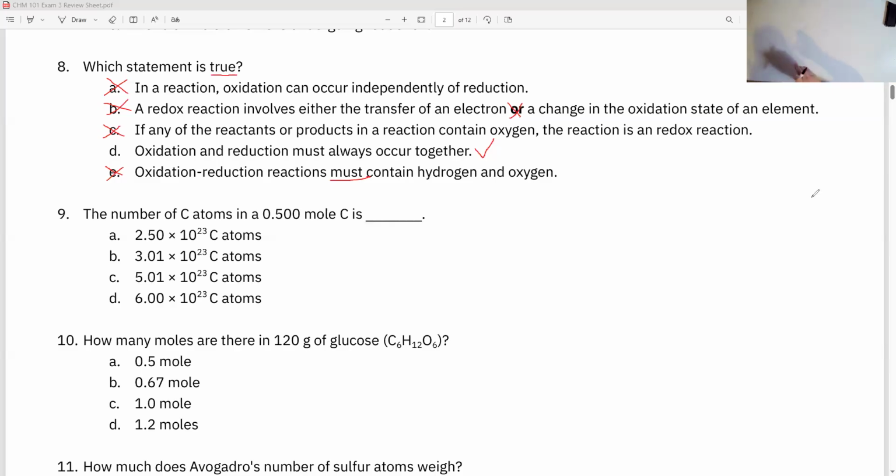All right. Let's look at our next question. We have 2 math questions coming up next. So question 9 is asking us for the number of carbon atoms in 0.5 moles of carbon.